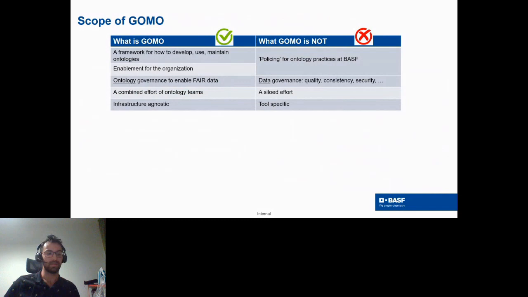Also, since ontology governance implies also fair, we would like to discuss ontology governance, but not data governance topics such as quality or security. Also, since this model was generated by the work of different ontology teams with this idea of being supported by our community internally and also externally, we want this initiative to avoid being just a siloed effort, but we're trying to go farther than that. And finally, GOMO is supposed to be technology agnostic, avoiding the need for constant updates regarding technologies. So this set of documentation that we have created is technology agnostic.